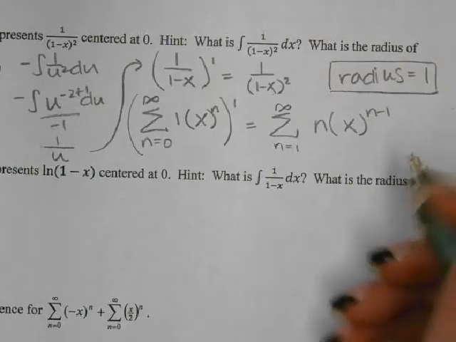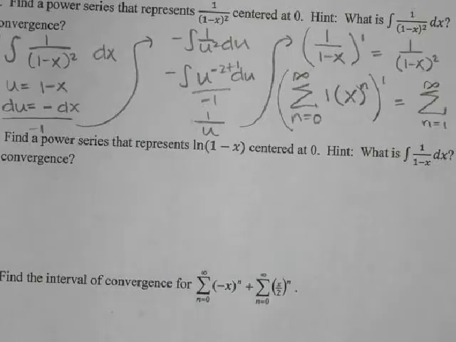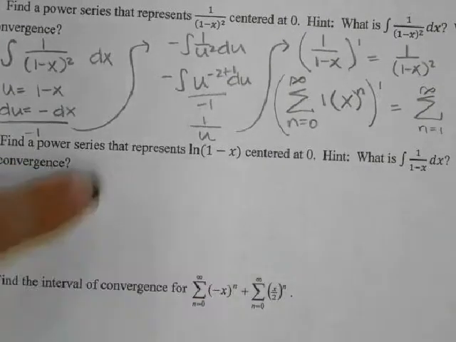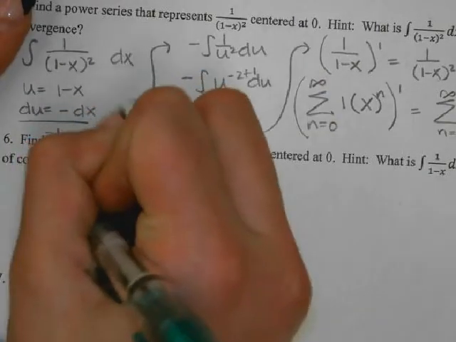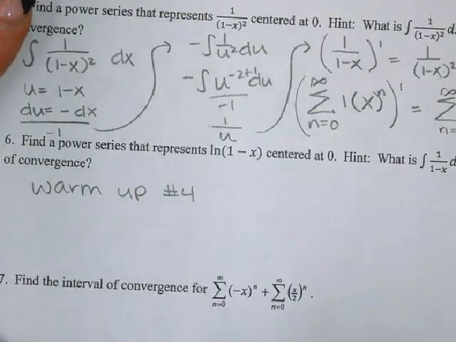That did not change. Okay, number 6, find a power series that represents ln 1 minus x centered at 0. And this is just a hint. This is exactly the same as warm-up number 4. So we are not going to do that again because we just did it.